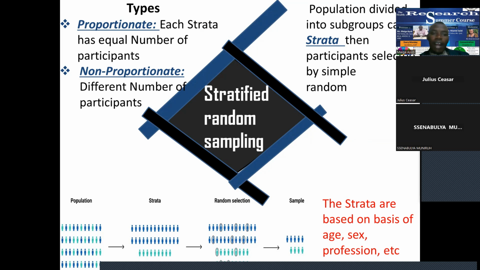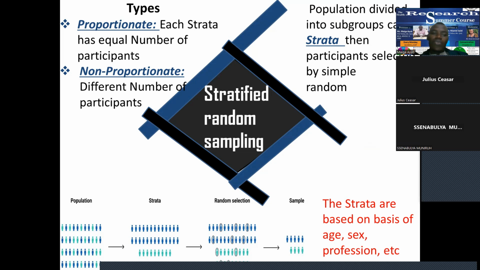So under stratified random sampling, you have proportionate, whereby each strata has equal numbers. I'll pick 5 midwives, 5 nurses. So each strata has equal numbers. The strata for midwives has 10 midwives. Medical officers are also 10. Physicians are also 10. Okay, you're getting equal numbers in each strata.